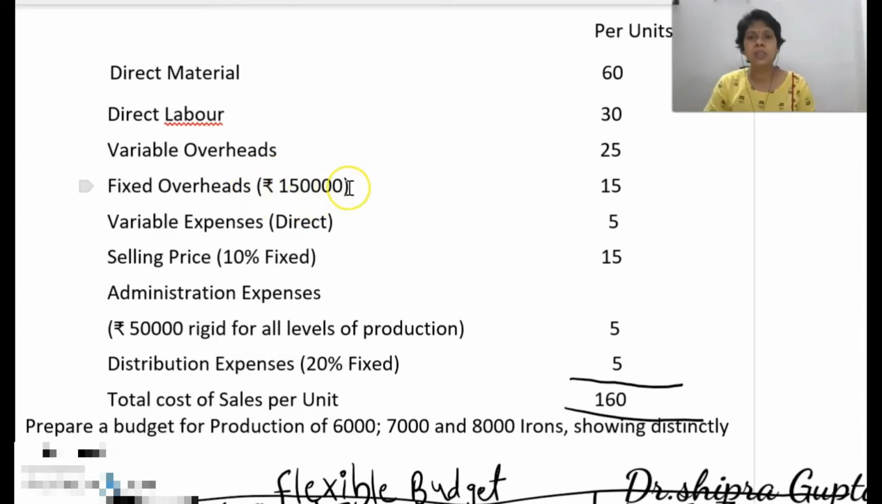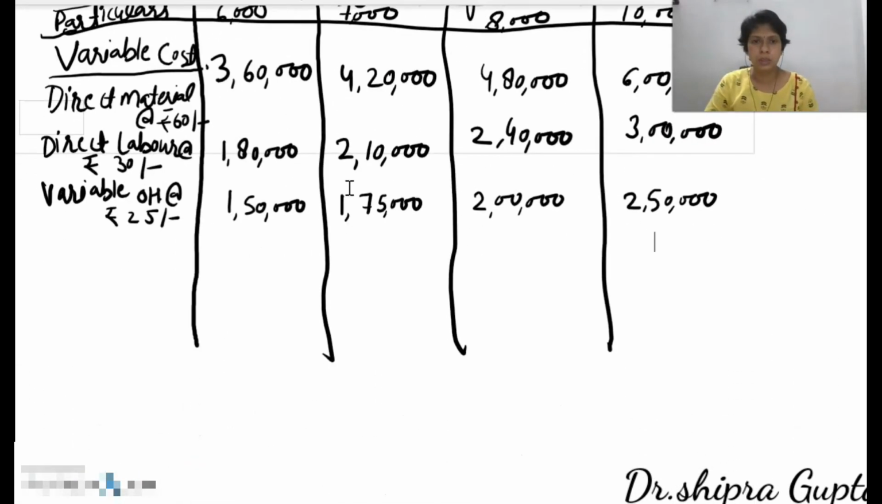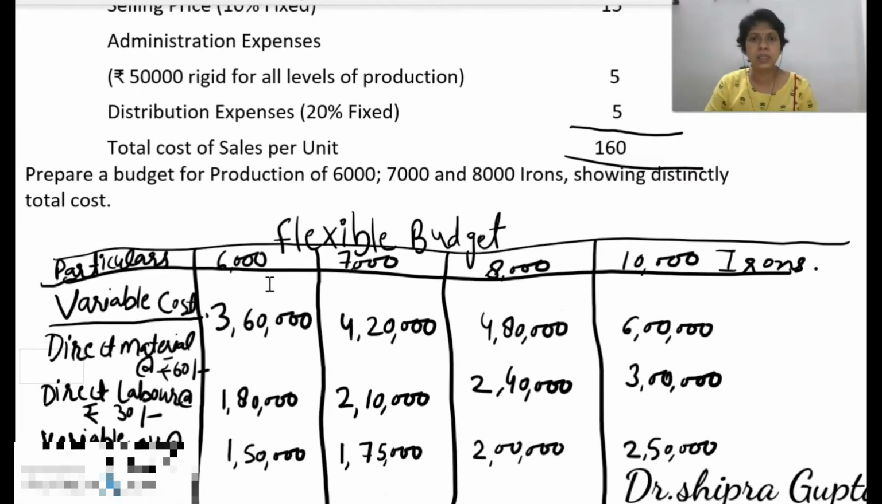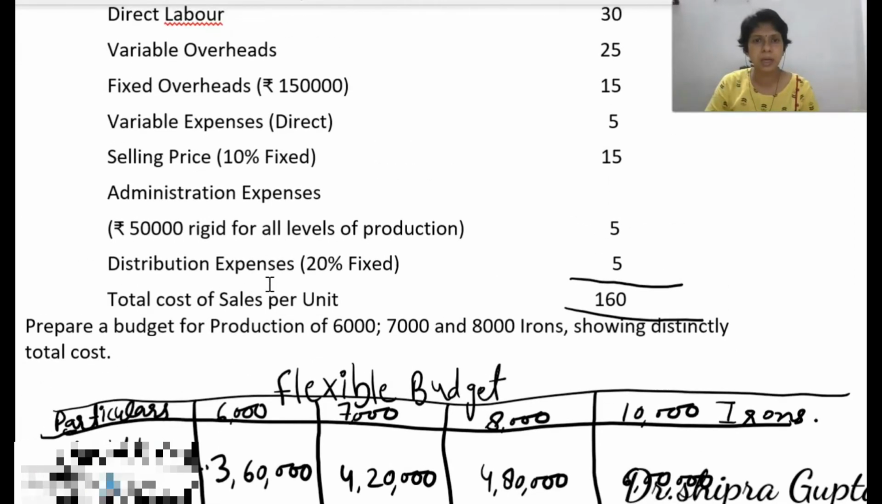This total amount is in the nature of fixed. So we will not consider it here. We will consider it in the fixed part.